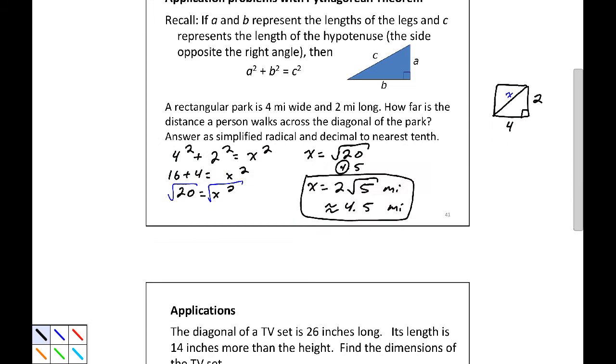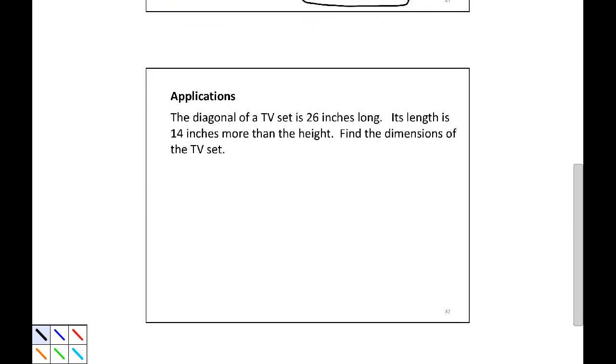All right, for our next example, we have the diagonal of a TV set is 26 inches long. Its length is 14 inches more than the height. Find the dimensions of the TV set. So again, I'm going to draw a rectangle for my picture. We'll draw a rectangle here.